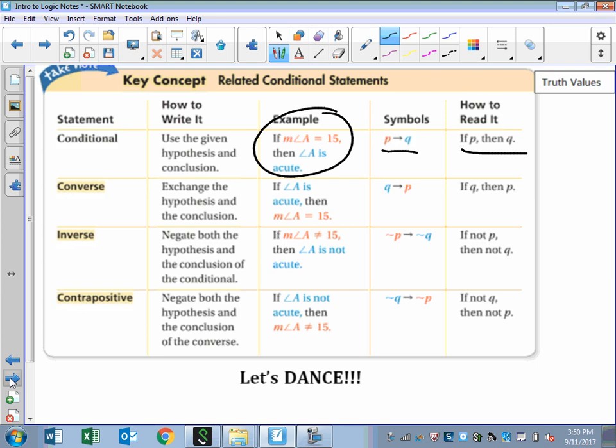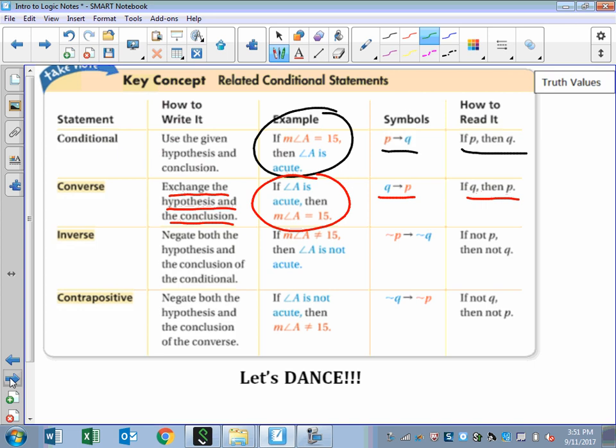Now, the first other kind of statement we're going to talk about is the converse. So in the converse, you exchange the hypothesis and the conclusion. Okay? So that means the hypothesis and the conclusion are going to switch. So if we look at this example, it's if the angle is obtuse, then the measure of angle A is 115, which is the opposite of what we said before. So if Q, then P. So we just switched P and Q.